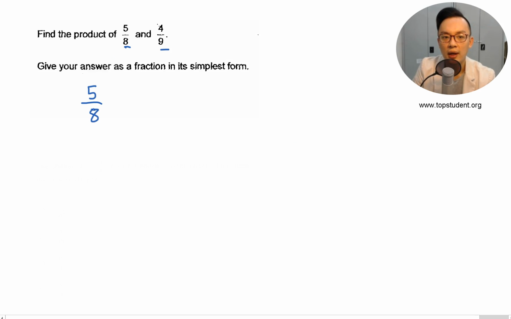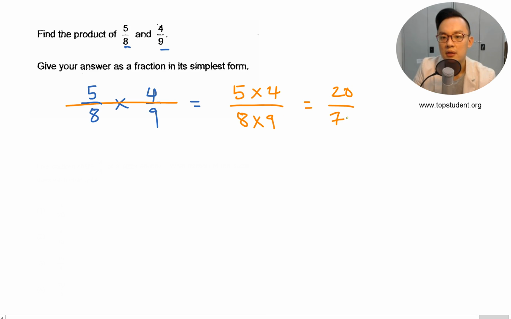So 5 over 8 times 4 over 9 equals, so what I like to do is just draw a line here, and then everything on top you just multiply. So 5 times 4 over 8 times 9. All right, you get 20 over 72. And then you just simplify this to the simplest form and you will get the answer.